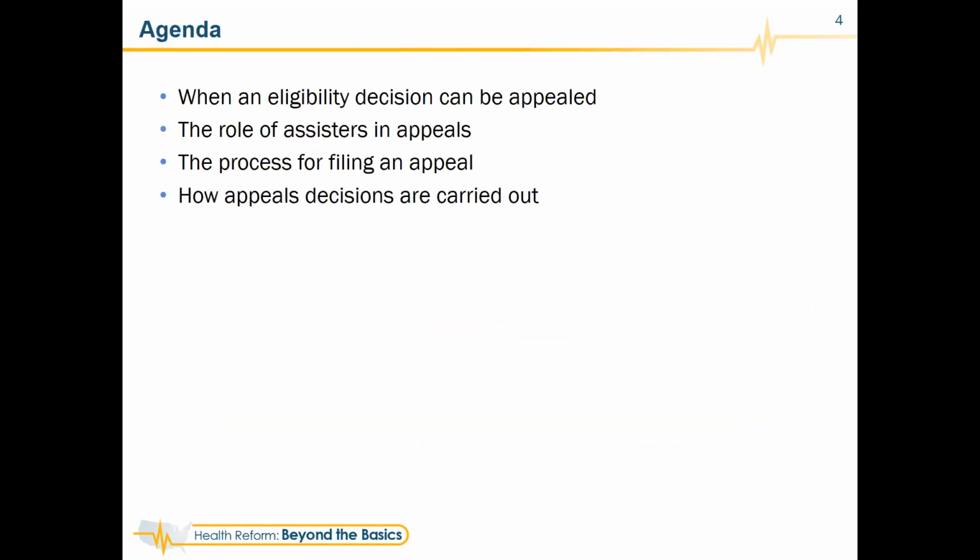I'm going to give you an overview of what we're going to cover today, and then we'll get right into the meat of it. Our agenda is going to cover 4 primary areas. First, when eligibility decisions can be appealed, the role of assisters in appeal, how to file an appeal, and then how appeals decisions are carried out. And please make sure to put your questions in the question box, and we'll get to as many as we can towards the end of the presentation.